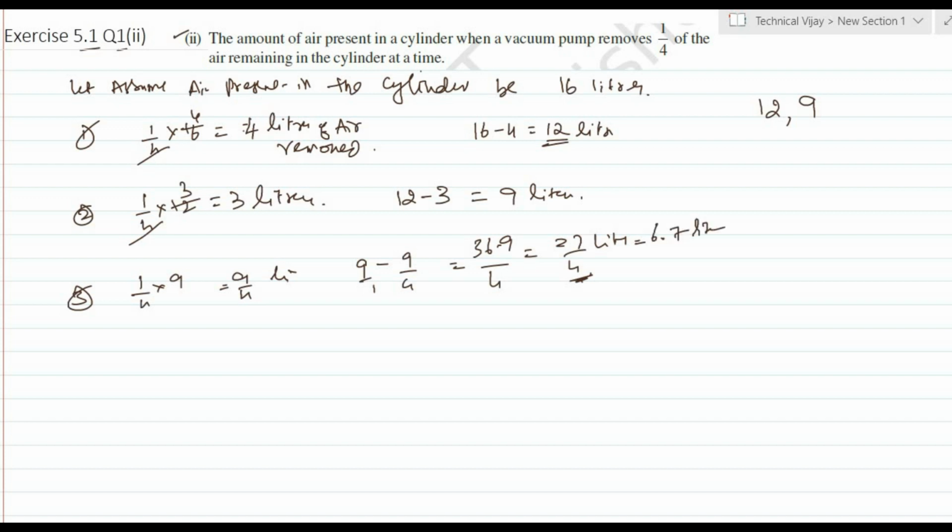6.7 liters, just approximately. This is the third one. You observe here, initially how much it is? 16 liters. So the series is 16, 12, 9 and 6.7. So in this way the series is there.